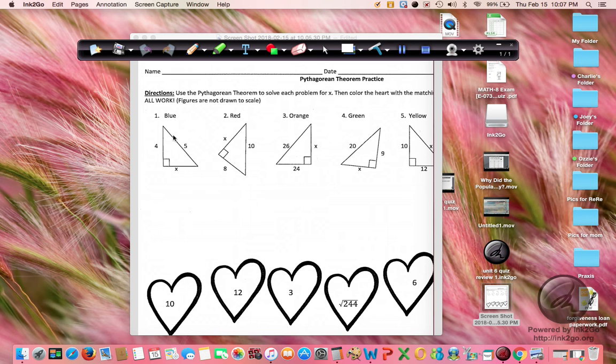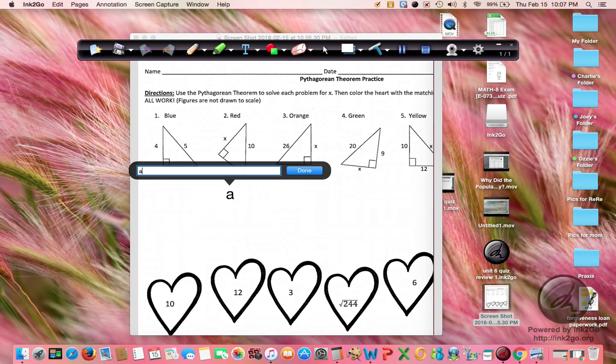Does that make sense? I'm not so worried about the colors because once you figure out the answers, the colors are pretty easy to know where they go because these are all the answers at the bottom. The key is how to solve for the missing side. So we need our handy dandy Pythagorean theorem.